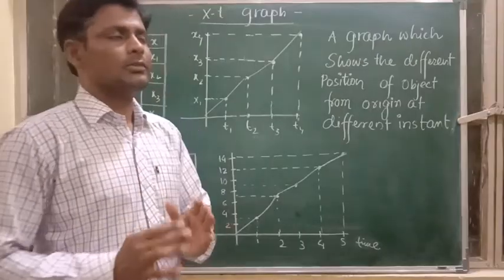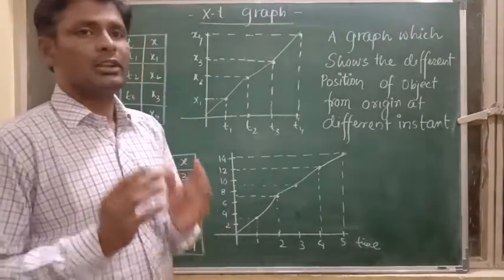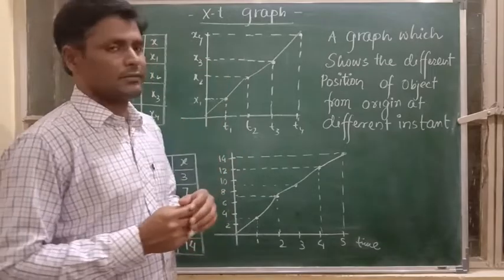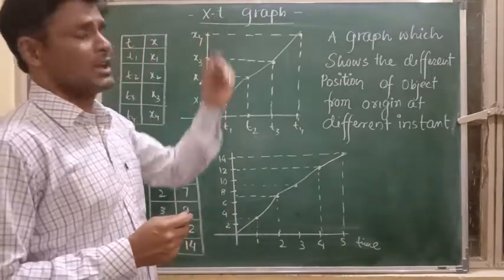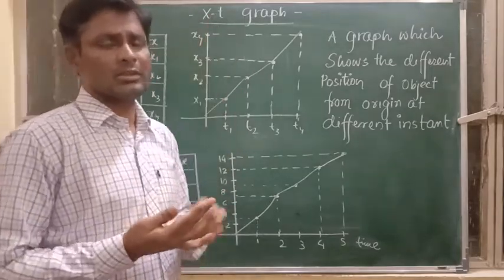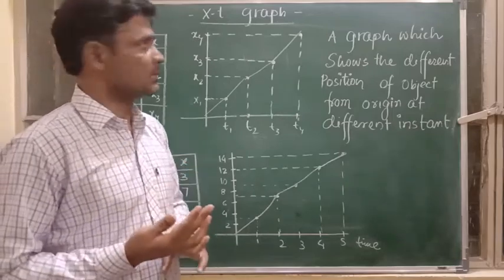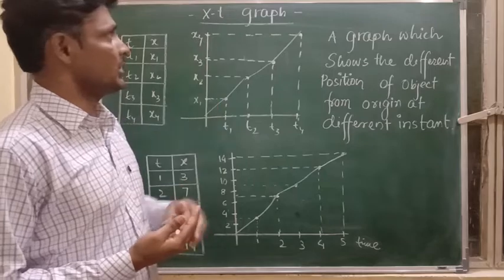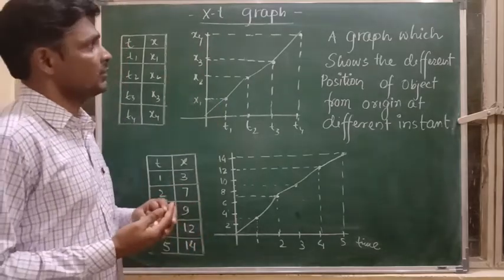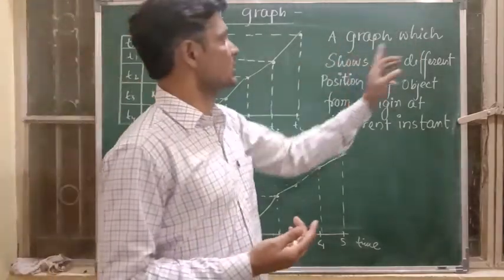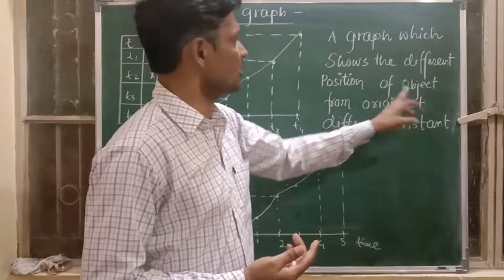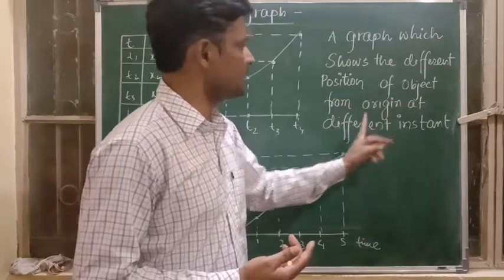In this video, we are going to learn about xt graph. Xt means position and time graph. That position can be measured in distance or can be measured in displacement with a time. So what is an xt graph? A graph which shows the different position of an object from origin at a different instant.